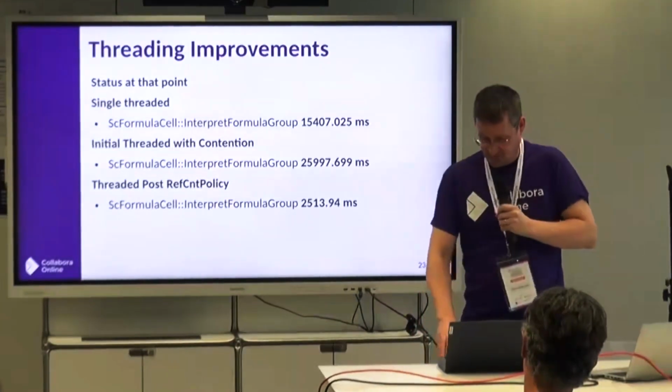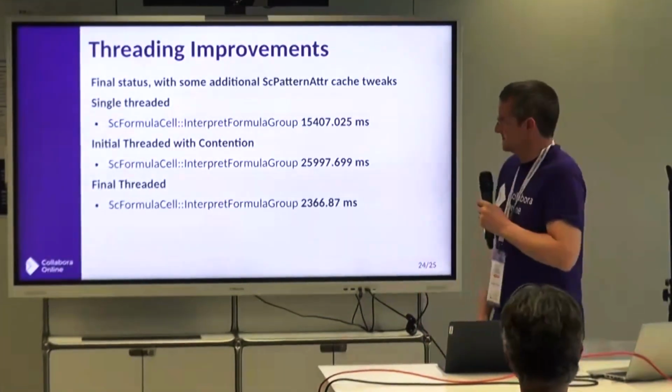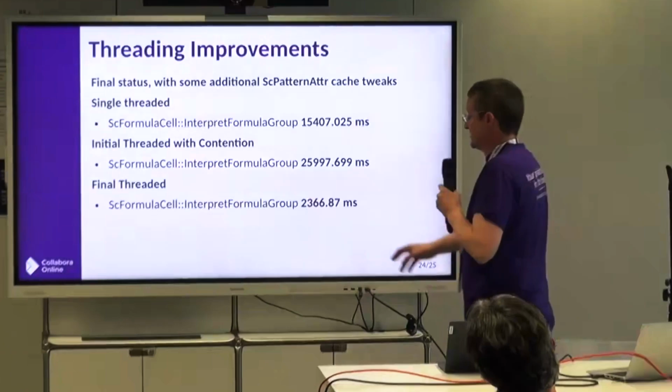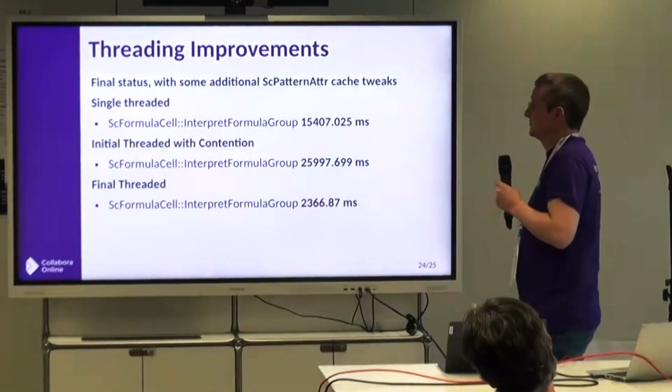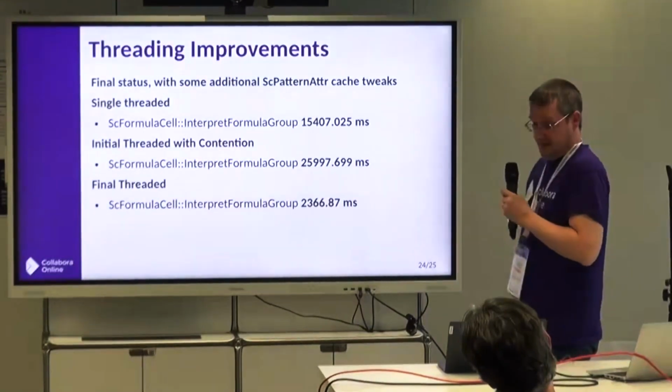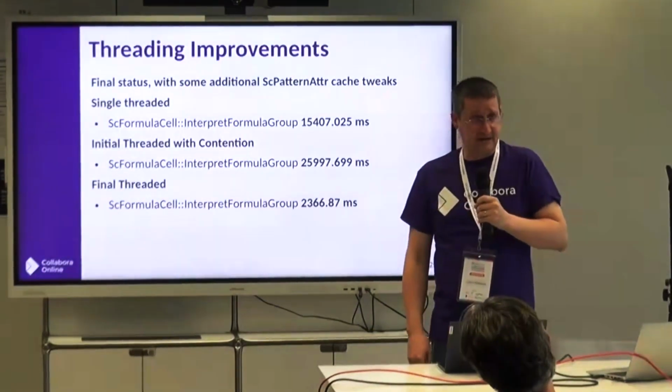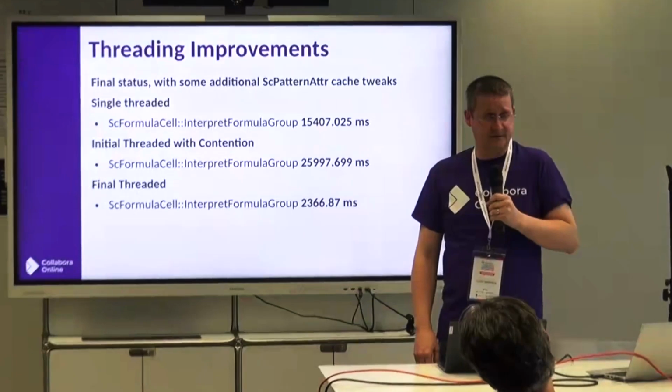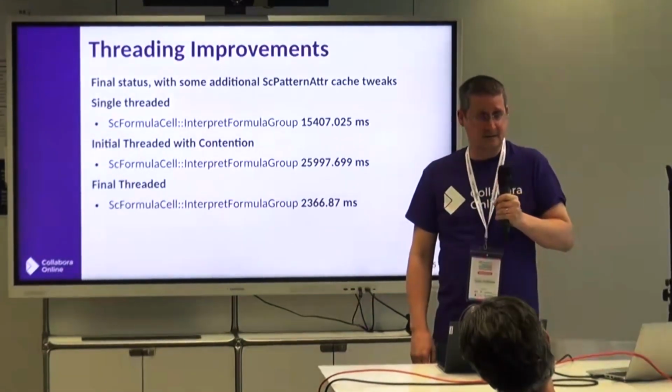Extra caches for a few areas, a few bits and pieces. And the best case number then is 2.3, 2.3 for this particular example. So yeah, that's the last slide on calc threaded stuff. If anybody has any other questions?